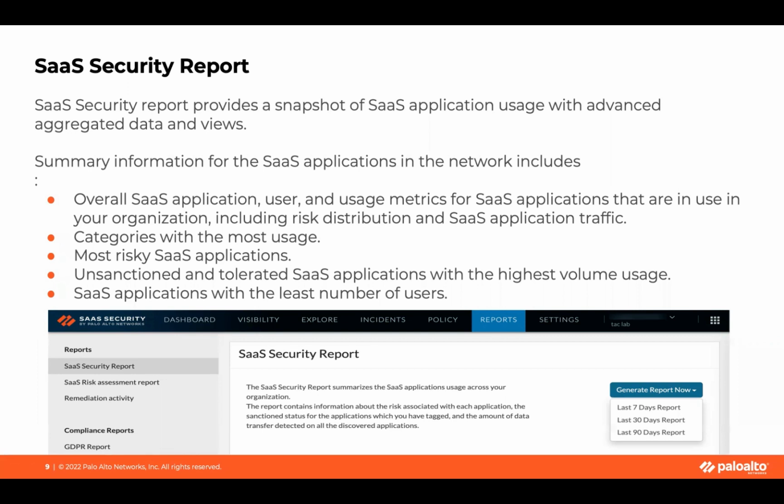You are given three options when creating this report. The time frame is either for the last 7, 30, or 90 days. After the report is generated, it sends it to the email address of the admin who generated the report. It also displays it in the SaaS Security Report dashboard.